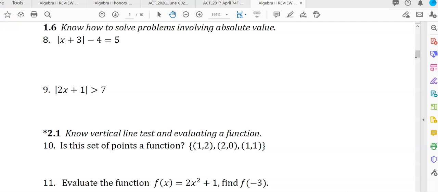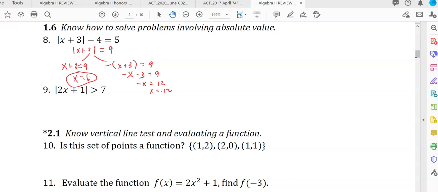Absolute value, you want to isolate the absolute value. Let's add 4 to both sides. X plus 3 in absolute value equals 9. Separate out into a positive and negative case. So x plus 3 equals 9, so this would be x equals 6. That's one of my solutions. And for the negative case, the other side is the opposite of what it started. Distribute the negative, you get negative x minus 3 equals 9. Negative x equals 12. X equals -12. It's negative right there.